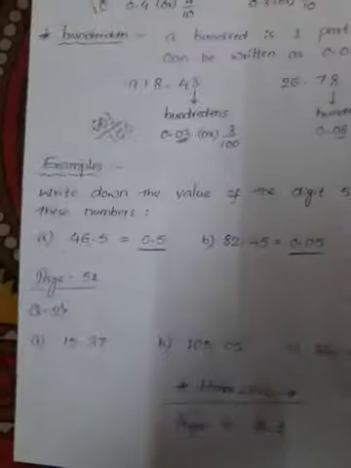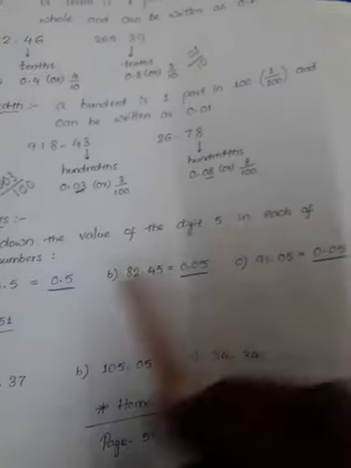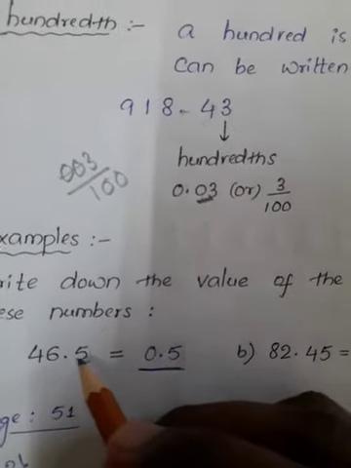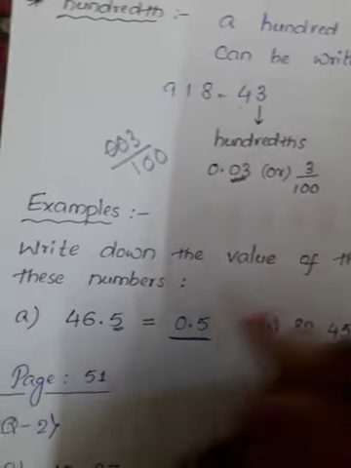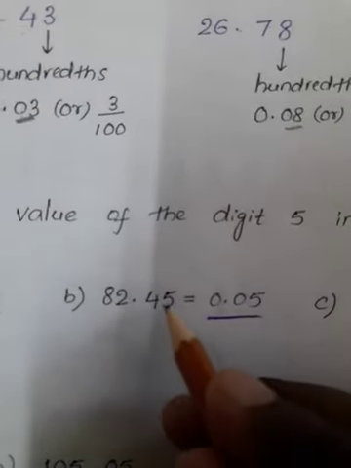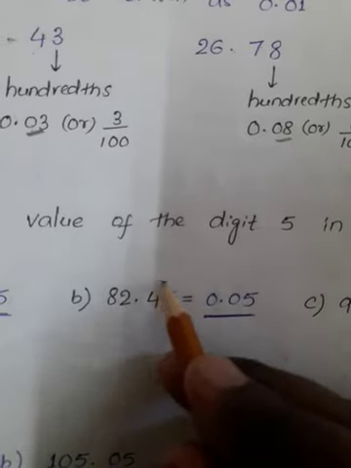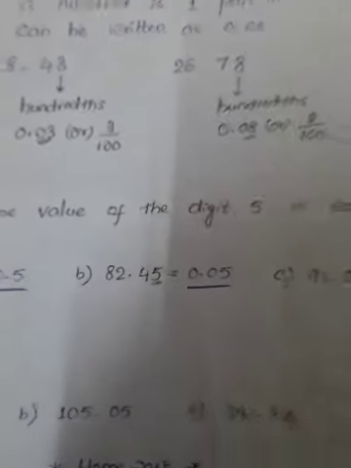Now coming to the questions here. These are the example questions. Write down the value of the digit 5 in each of these numbers. Value, not place. Just write 5. Before 5 is the decimal. Then all the numbers go to 0. So 0.5 only. Now where is the 5? It is hundredths place. So write 5, and here is the decimal. Between the decimal and 5 there is one number, so write 1 zero. So 0.05.